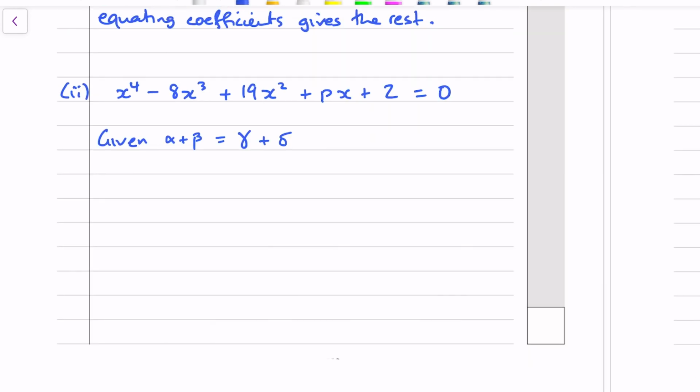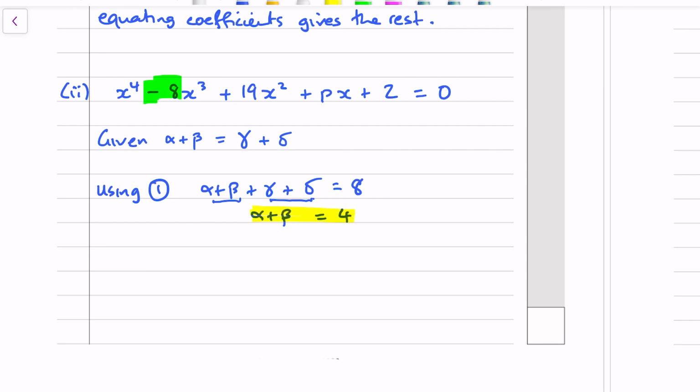So using equation 1, alpha plus beta plus gamma plus delta equals 8. Okay, it's minus b over a, so it's that number there. And these are the same, which means that alpha plus beta must equal 4. Okay, that's our first equation that's going to be useful to us.